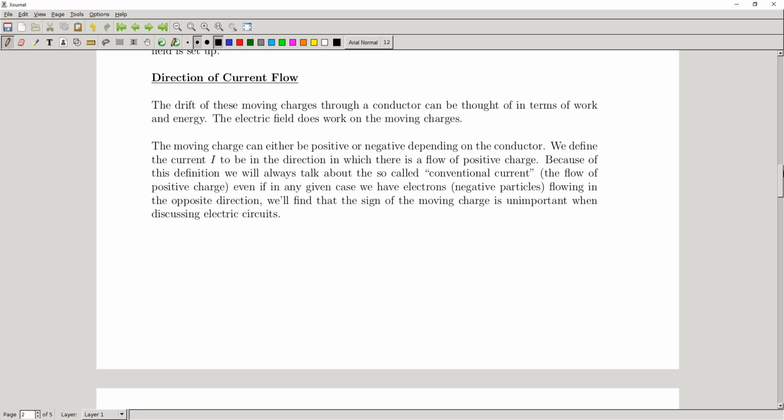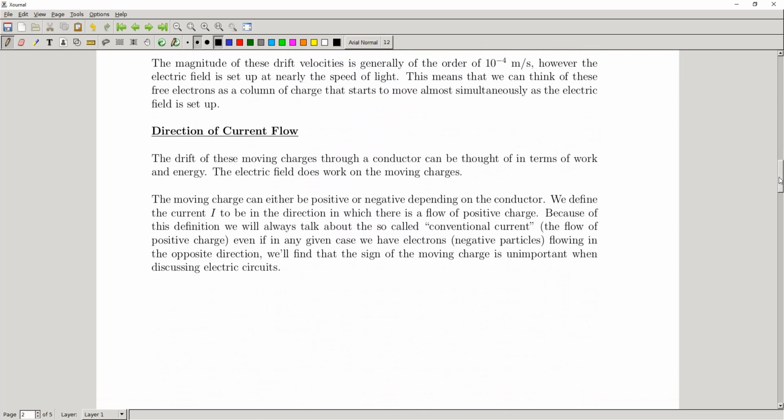We define the current, which we're going to give the symbol I, to be the direction in which there's a flow of positive charge, right? So we're always going to think of positive charge as moving in the direction of our current, right? I'm going to show you an image below. But we're going to have our current moving in the direction of the flow of positive charge. So even if you have negative charges moving in the opposite direction, you're still going to have a current.